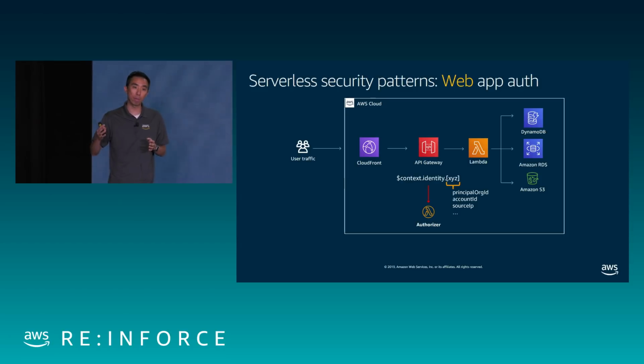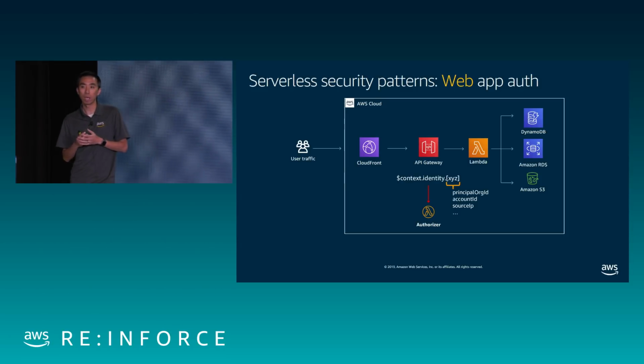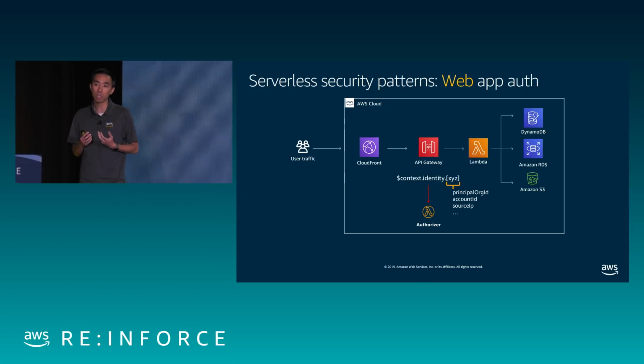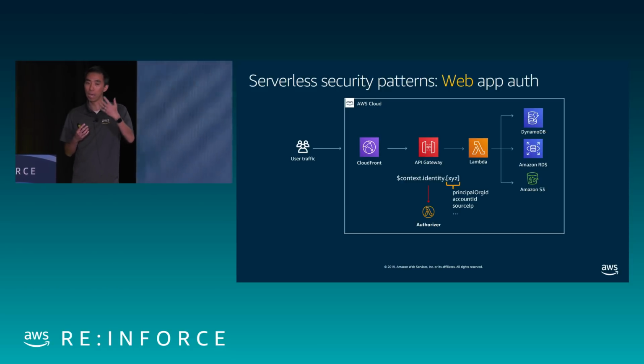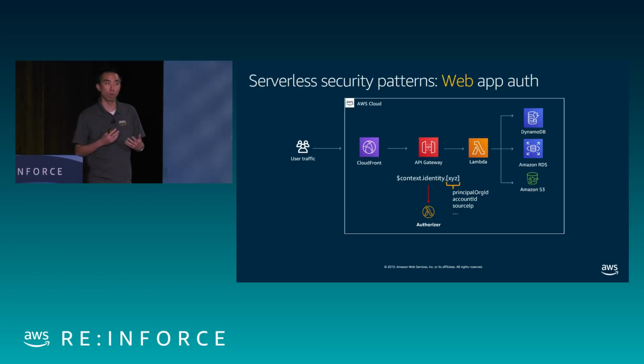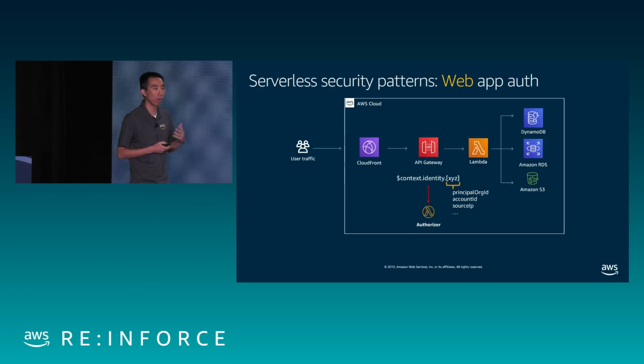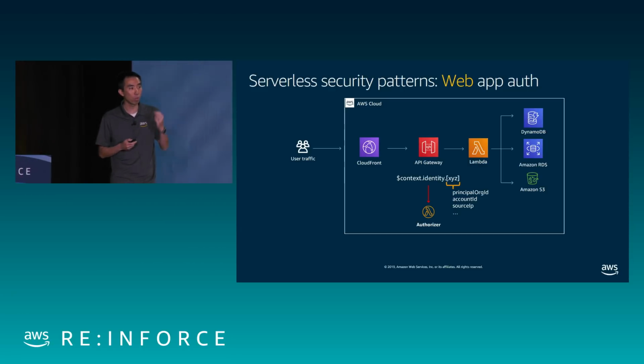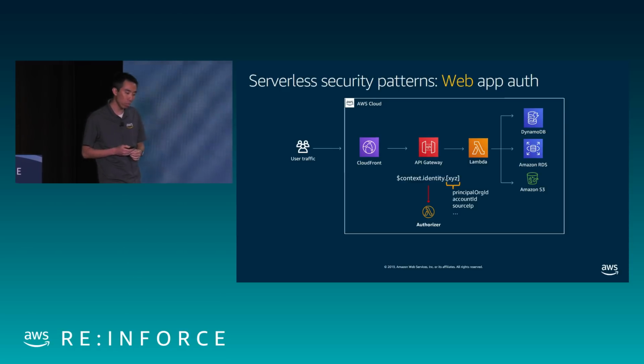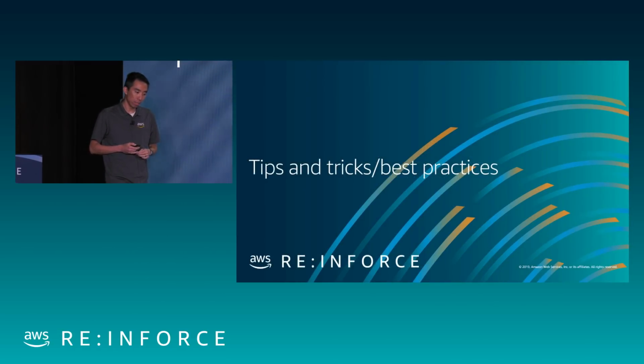So as a downstream application, my Lambda function can actually check this context object and make sure that it has the things that it needs in order for my application to return the correct details. So you can perform really fine-grained access all the way down to your compute layer with this kind of setup here.